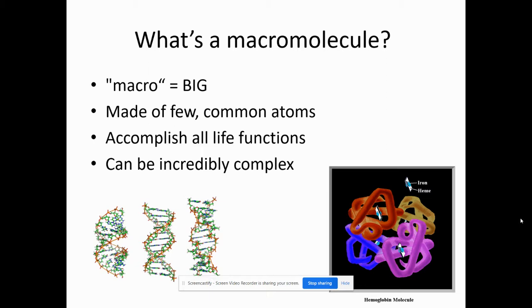A couple of things we'll be looking at are carbohydrates, lipids, proteins, and nucleic acids. Okay, and all of those things have a few common atoms, and they accomplish all of life's functions. These play very, very vital roles in our world and in our lives. So let's get into it here.